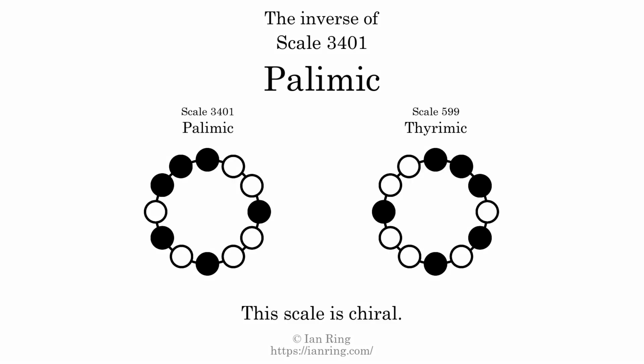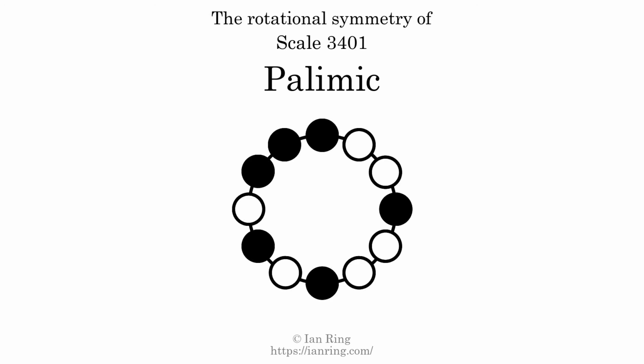The inverse of a scale is a mirror image. It is what you get when the sequence of intervals is reversed. The inverse of this scale is scale 599, also known as theremic. This scale is chiral. It cannot transform into its inverse by rotational transformation. This scale has no rotational symmetry.